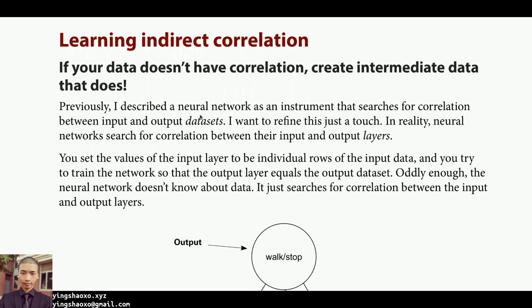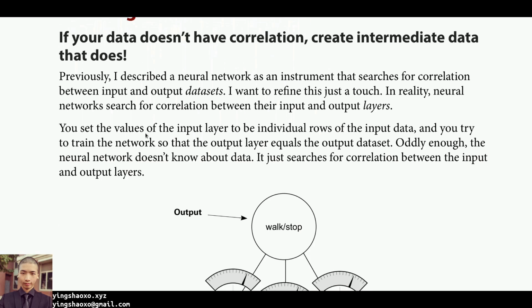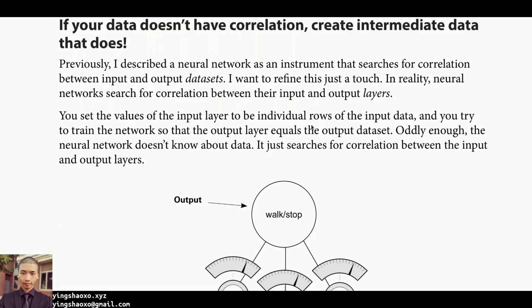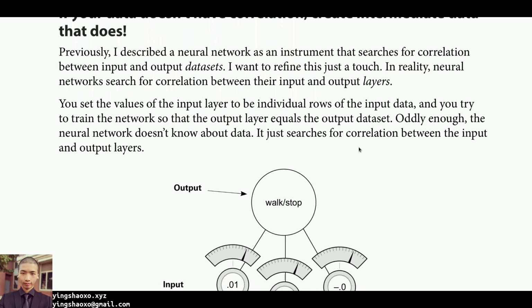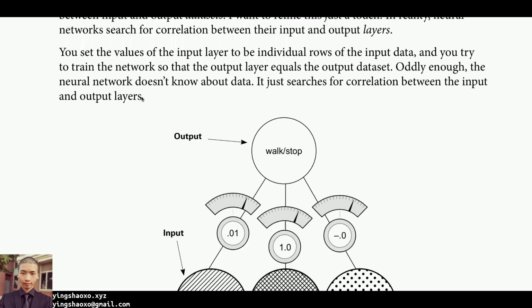Previously, I described a neural network as an instrument that searches for correlation between the input and output datasets. I want to refine this just a touch. In reality, neural networks search for correlation between the input and output layers. You set the values of the input layer to be individual rows of the input data, and you try to train the network so that the output layer equals the output datasets. Oddly enough, the neural network doesn't know about data. It just searches for correlation between the input and output layer.